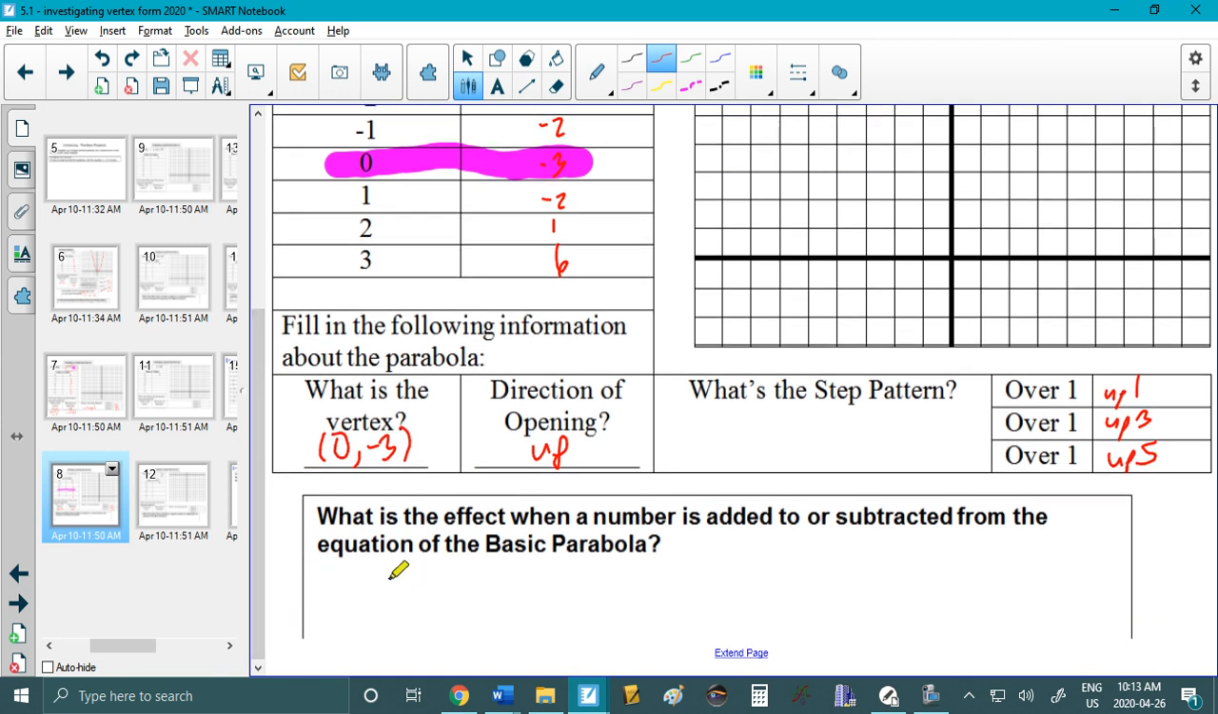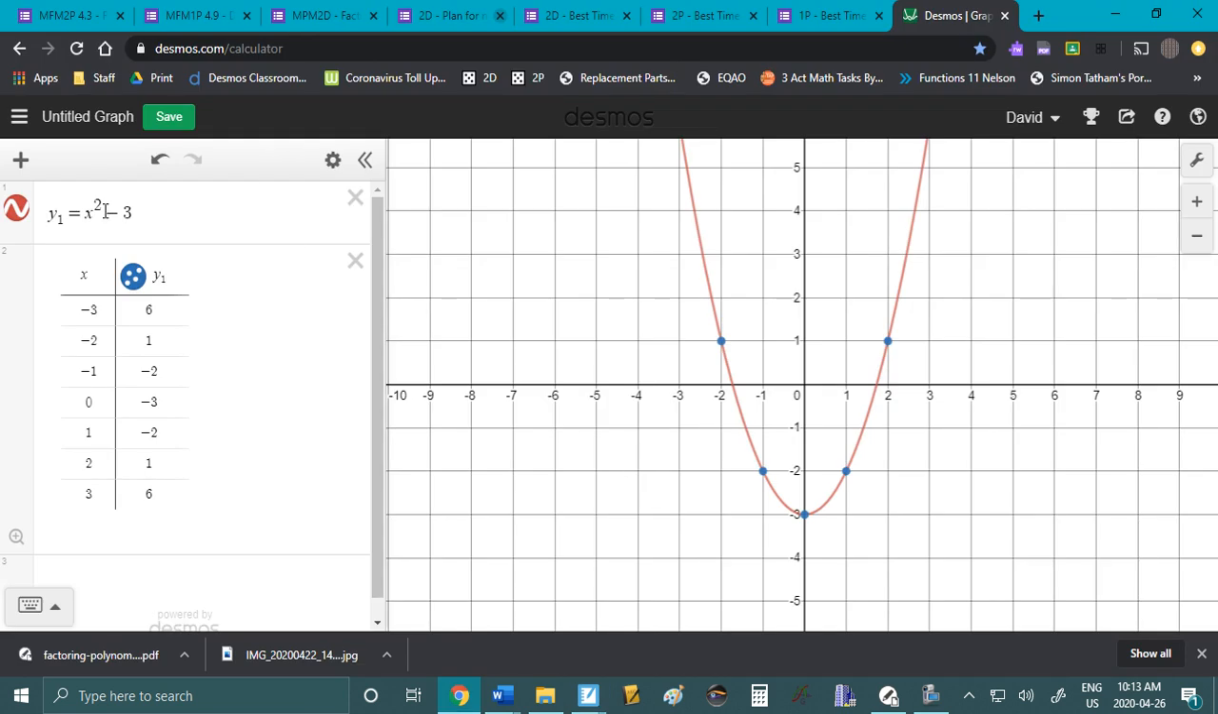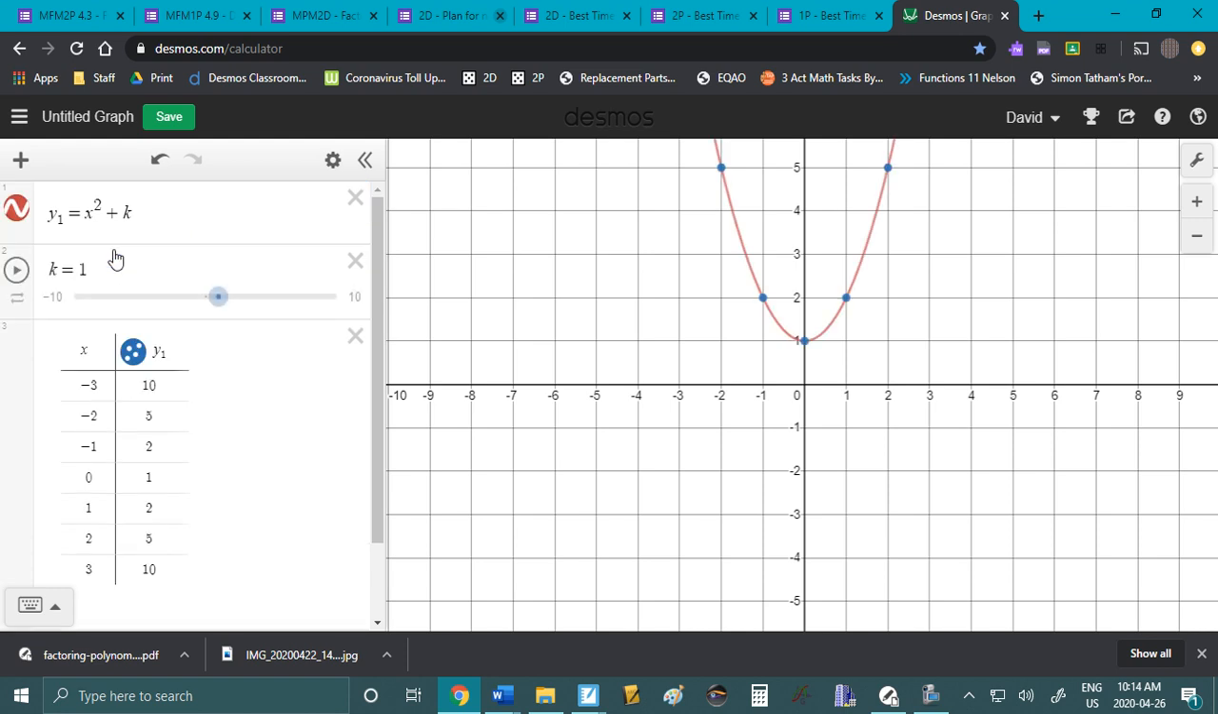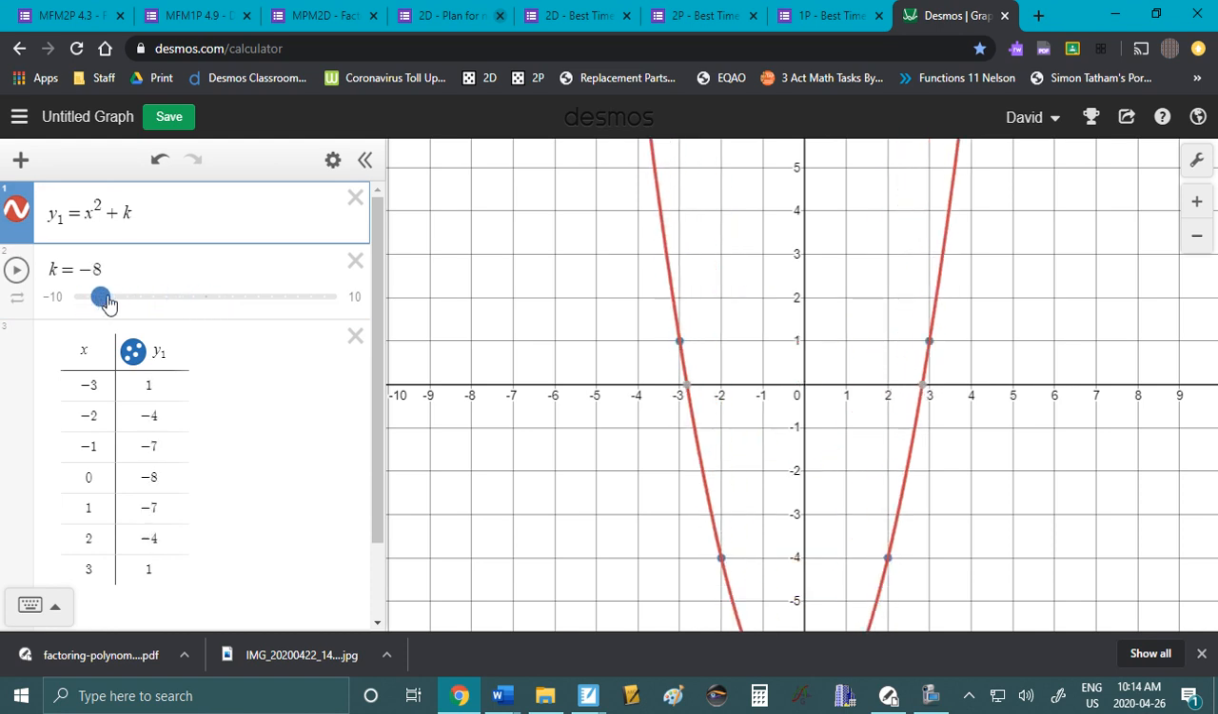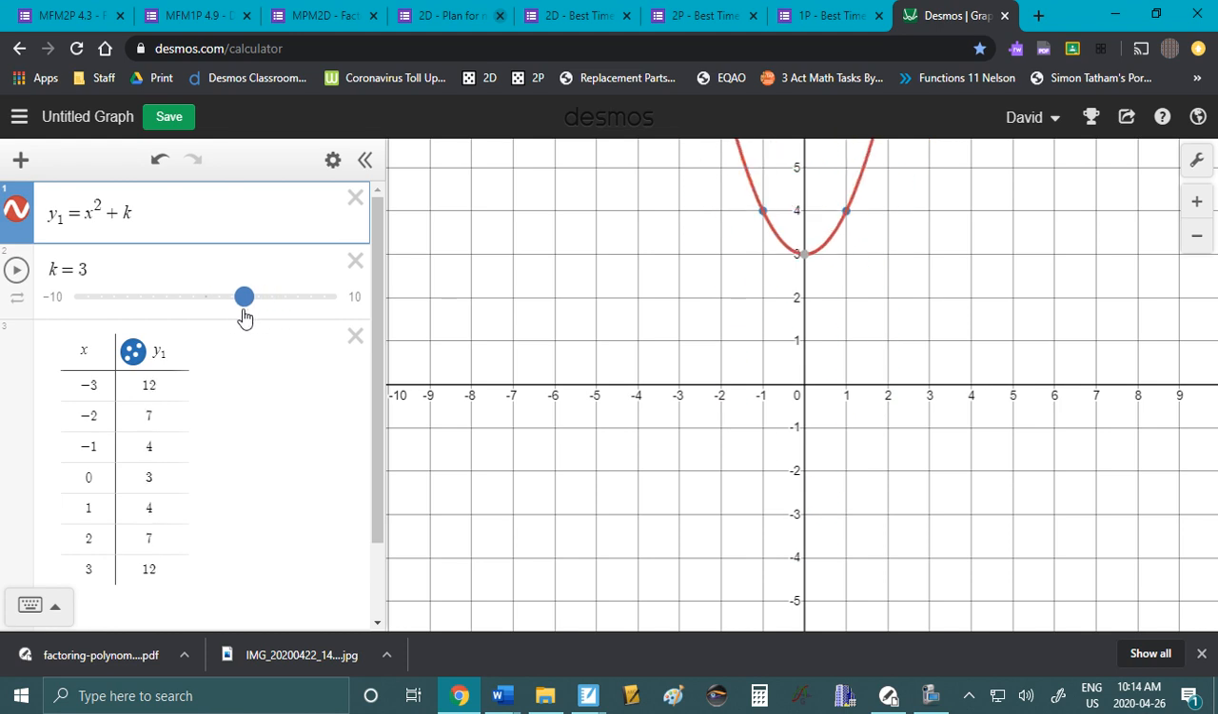And here's the important part. And I'm going to do this one with you sort of live-ish here. What is the effect when a number is added to or subtracted from the equation of the basic parabola? Well, what I can do here is I can change this to plus k, and I can add a slider. I'm going to make the step 1, and now what I'm going to do is I'm just going to change k, and I'm going to watch what the parabola does. And just watch the vertex.